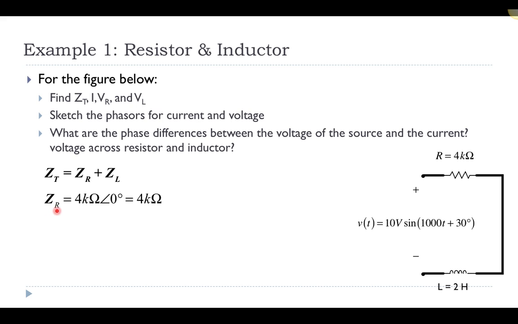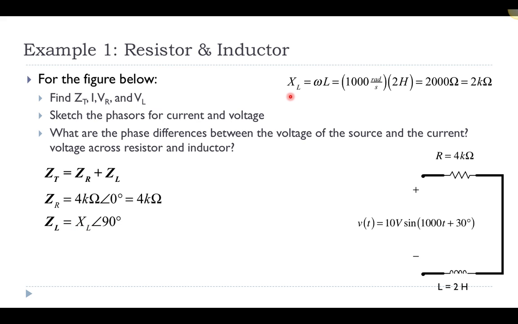The impedance across the resistor is just 4 kilo ohms with an angle of 0, and I could write that just as a real part of 4 kilo ohms. And the impedance across the inductor is going to be the reactance of the inductor, and it's going to have a phase angle of 90 degrees, as it always will if it's a purely inductive piece. So we need to figure out what is the inductive reactance for that component.